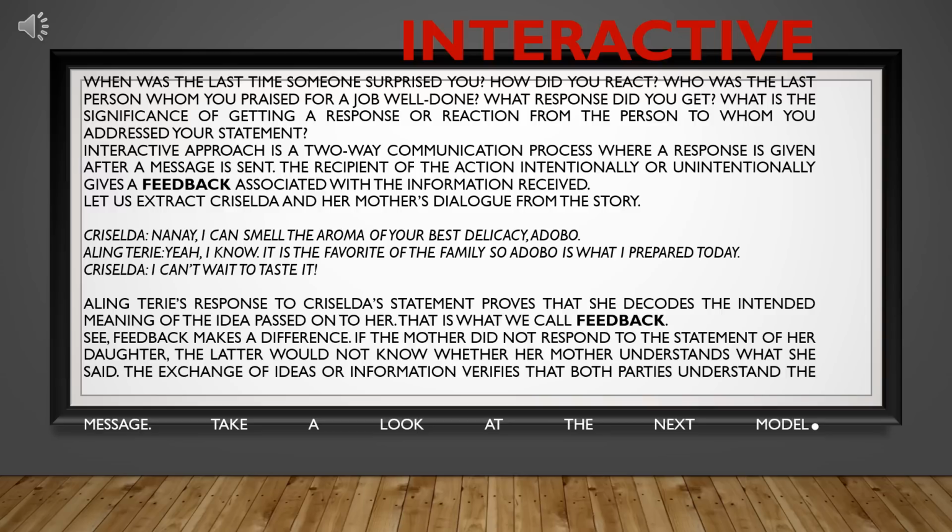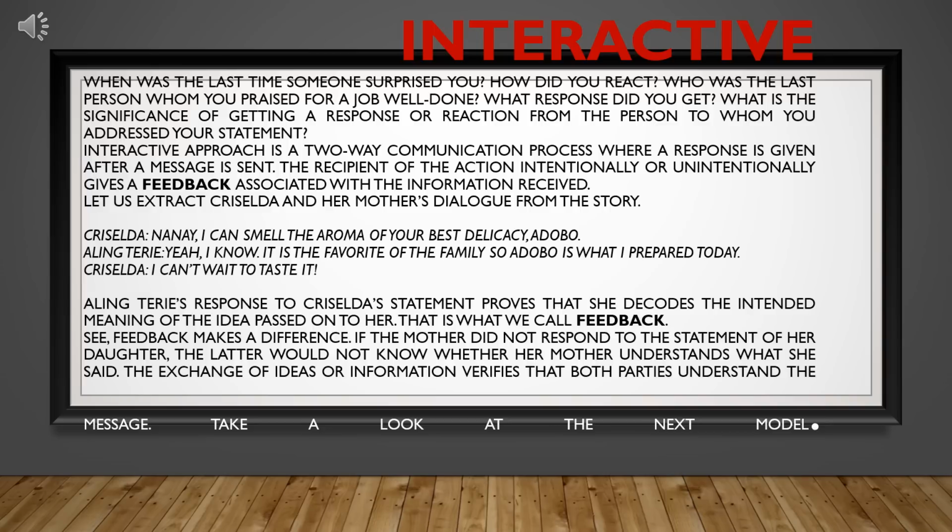When was the last time someone surprised you? How did you react? Who was the last person whom you praised for a job well done? What response did you get? What is the significance of getting a response or reaction from the person to whom you address your statement? Interactive approach is a two-way communication process where a response is given after a message is sent. The recipient of the action intentionally or unintentionally gives a feedback associated with information received.